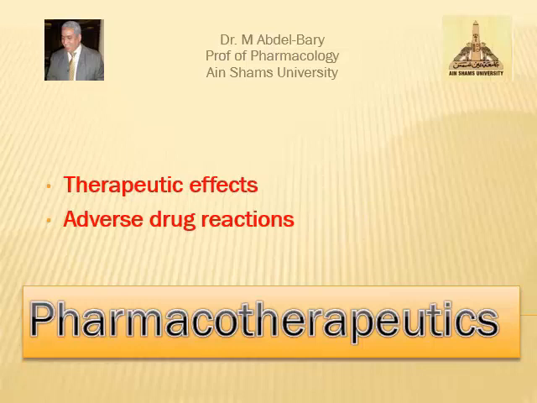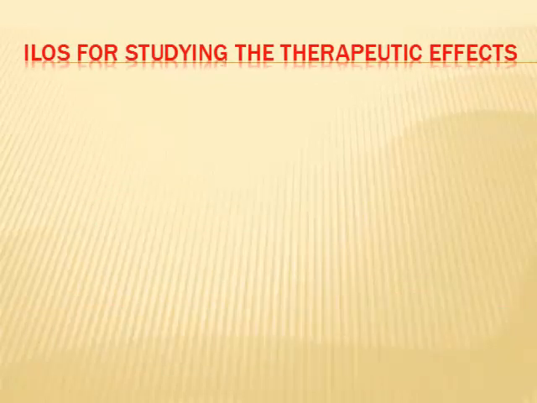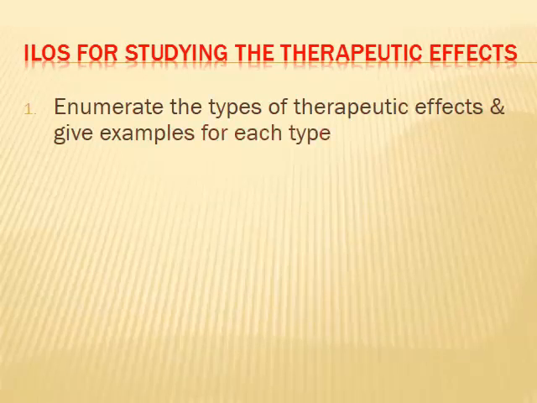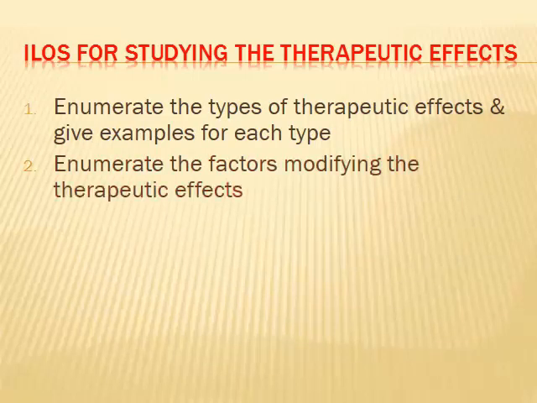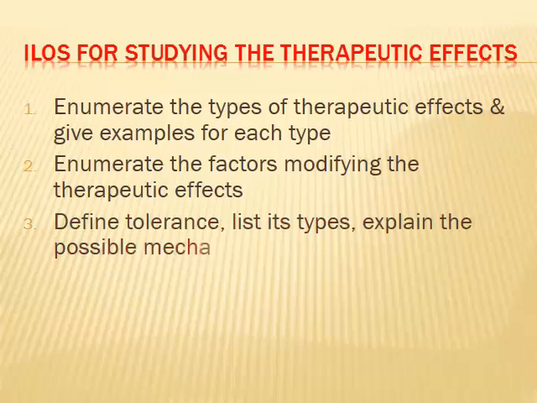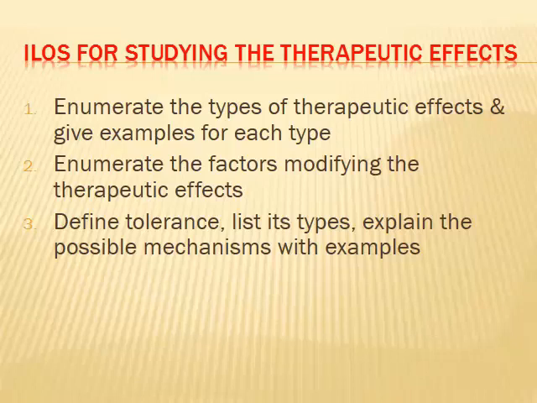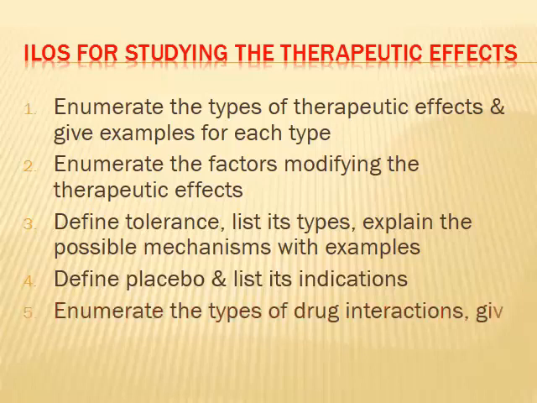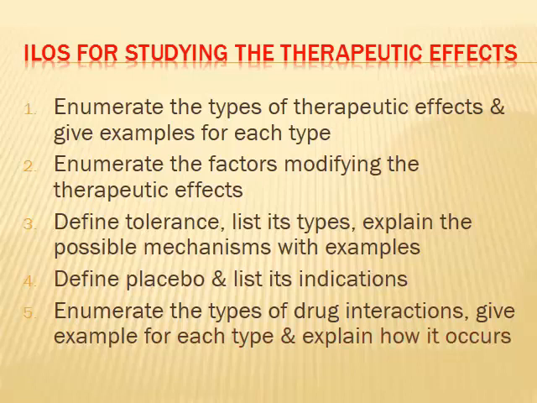for therapy. By the end of this lecture, you should be able to: 1. Enumerate the types of therapeutic effects, and give examples for each type. 2. Enumerate the factors modifying the therapeutic effects. 3. Define tolerance, list its types, explain the possible mechanisms, with examples. 4. Define placebo, and list its indications. 5. Enumerate the types of drug interactions, give example for each type, and explain how it occurs.